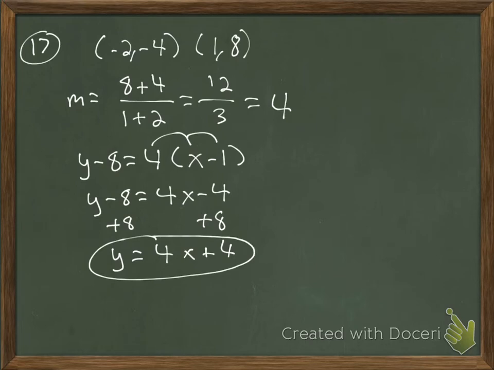Remember, if you'd used -2, -4, you would have gotten the same slope-intercept form. It would look different in point-slope form when you distributed and combined like terms. When you solve for y, it would be the same.